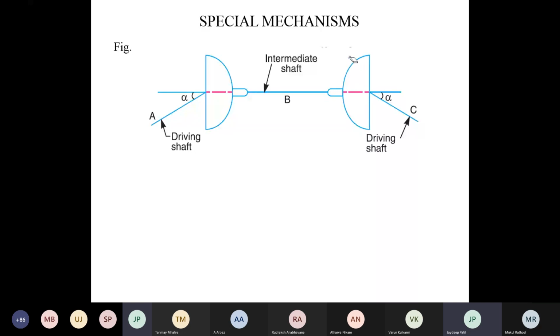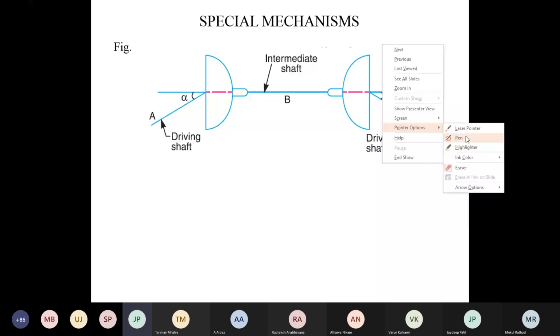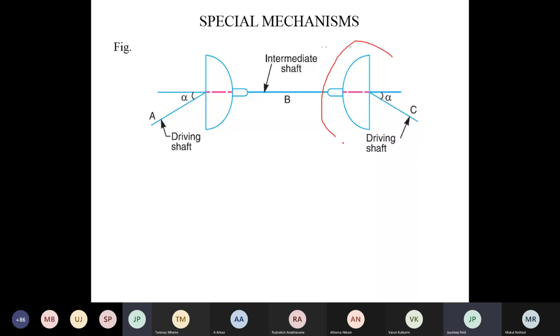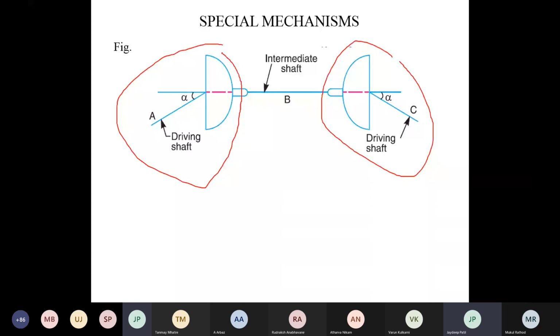Okay, now here there are hook joints. Here is one joint, and here is one joint. Now there are two hook joints, and at one hook joint the driving shaft is attached, and at the other hook joint the driven shaft is attached, and the angle of inclination of both with the intermediate shaft is the same, like this alpha. And because of that, what happens? You will get a constant velocity ratio. For getting a constant velocity ratio, the double hook joint is used. Okay.